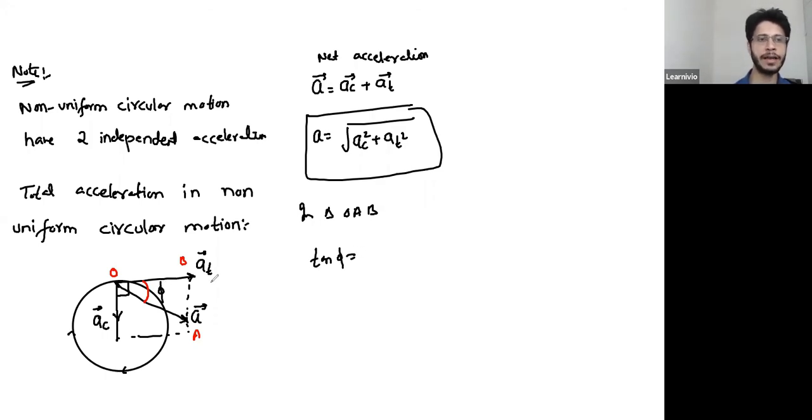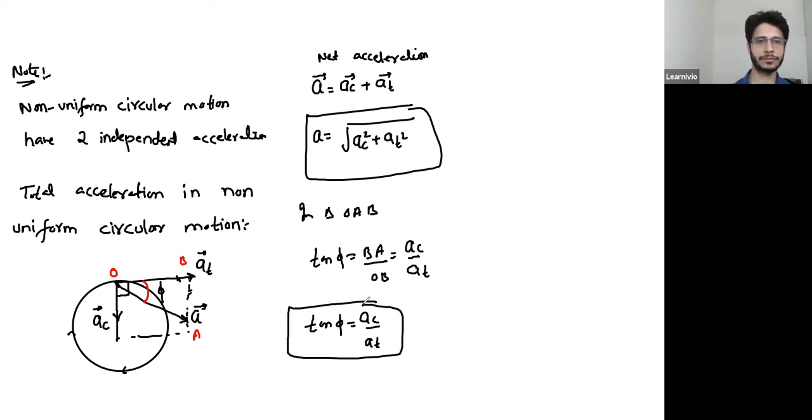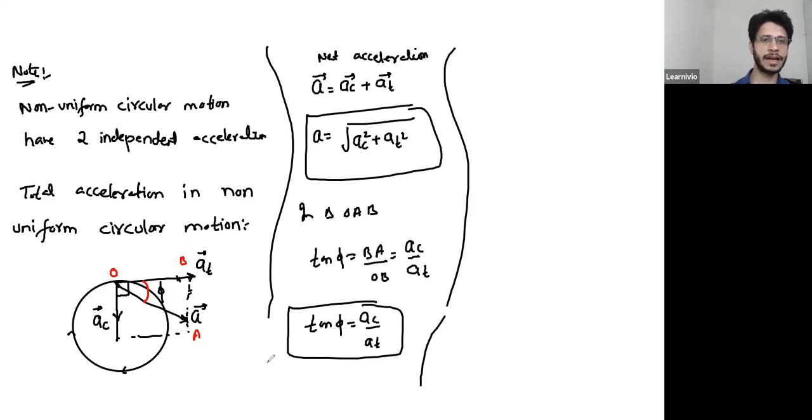So tan phi is perpendicular over base. Perpendicular is BA, base is OB. This BA represents the AC vector and OB represents the AT vector. So tan phi is AC over AT. So this is how we calculate the angle between them. That's the net acceleration.